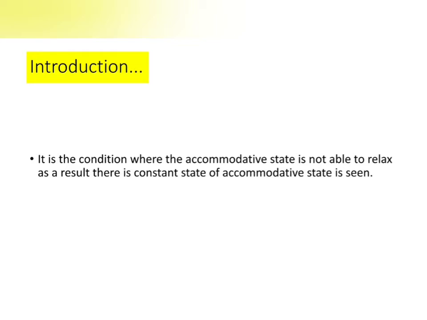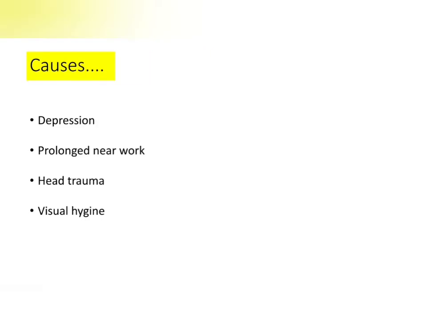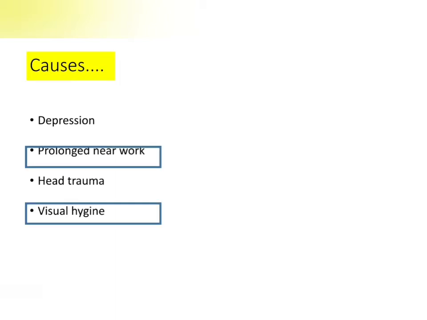So what are the causes of accommodative spasm? There are different causes, but in this video we will focus on two main causes. First is prolonged near work, and second is visual hygiene.